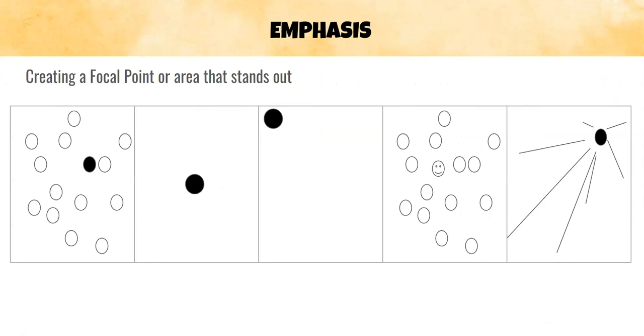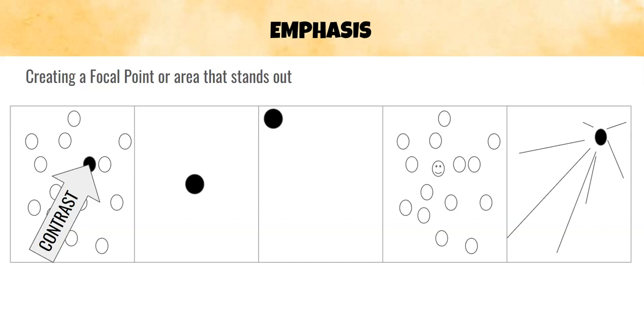Okay, so emphasis is just making something stand out, drawing attention to one area in your artwork. It's called creating a focal point. That's the area that stands out, and that is focal with an F, not a V. So this first box here, where we have a whole bunch of white circles and just one black circle, that is an opposite, black and white are opposites, right? Those are going to be contrast. So that black point stands out because it is opposite everything else around it.